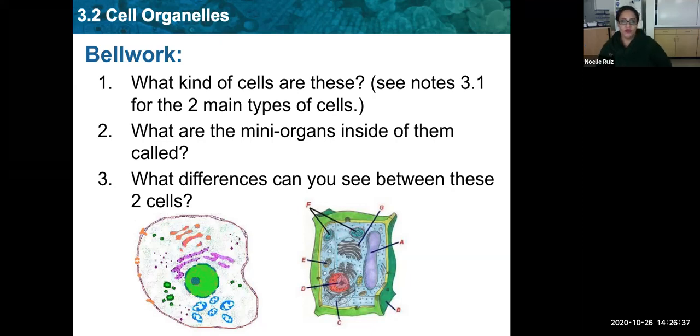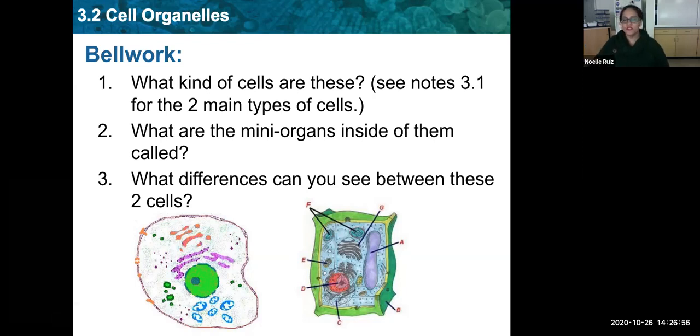And then number two, what are the mini organs called? I just said it like 3 times. We went over that last week. What are the mini organs inside called? They each have a different function. Good, Shayla, organelles. Yep.